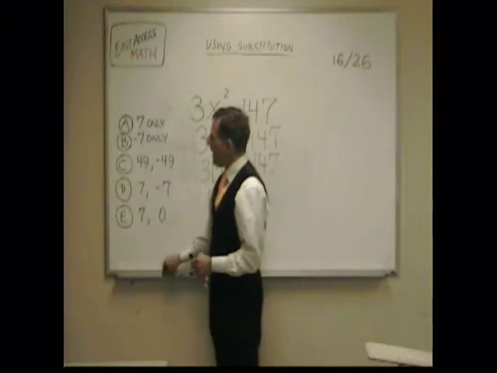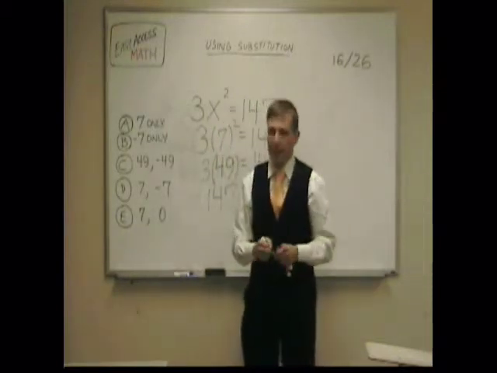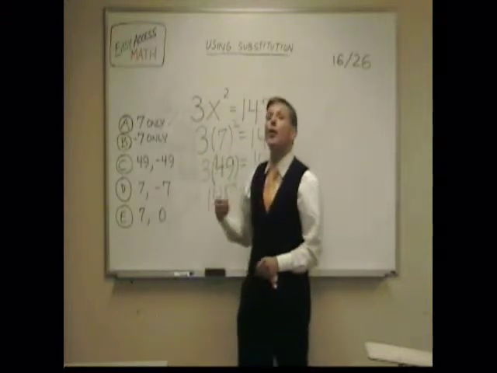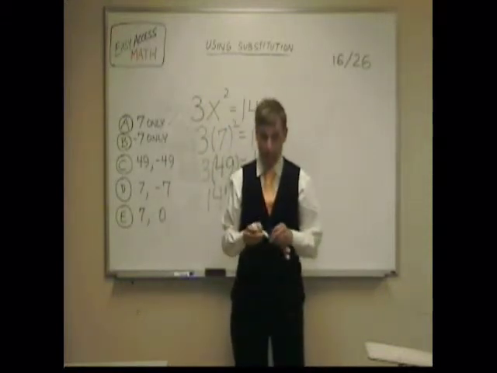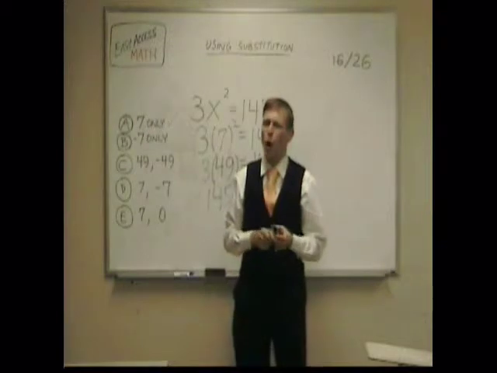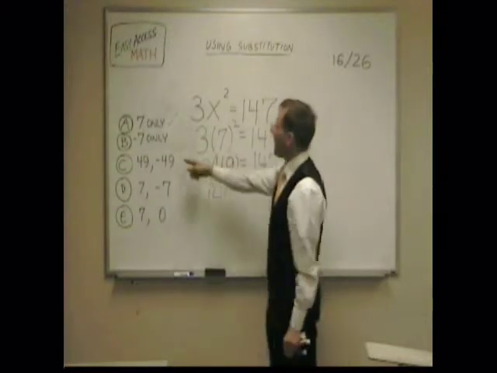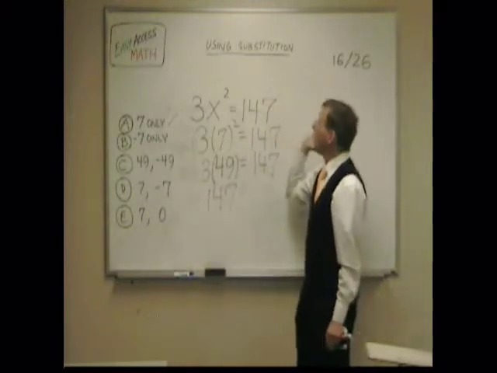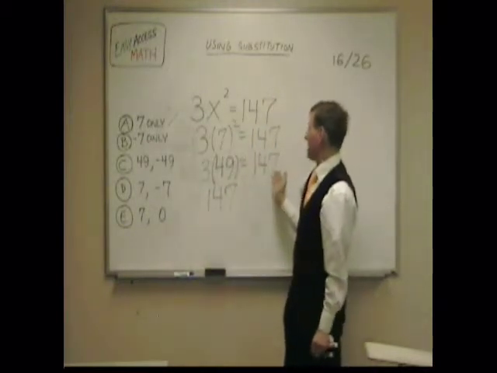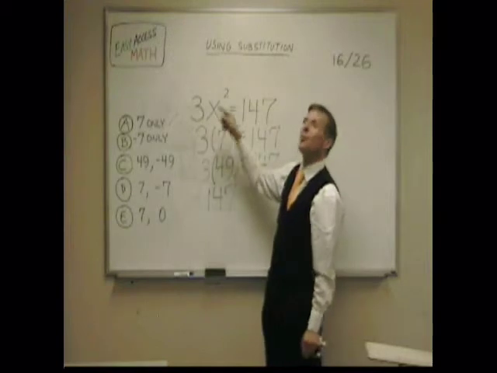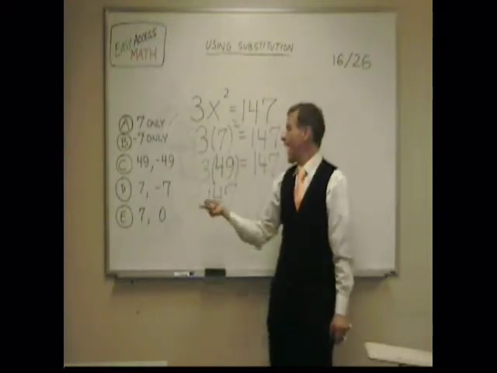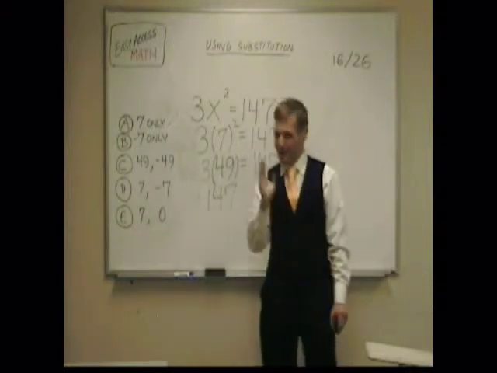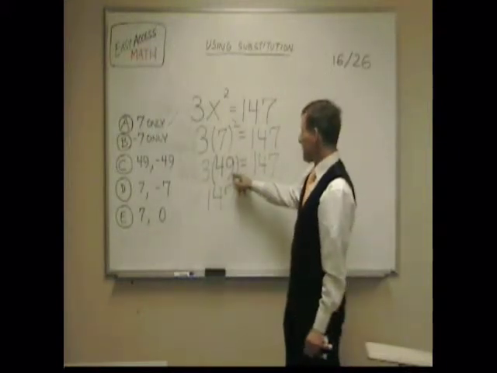But before I pick A and go on to the next question, A says 7 only. Be sure that no other numbers work before you pick an answer with only one. Now, take a careful look at this C choice. It's a trick. It's 49. 49 times 3 is 147, but remember, it was x squared. And 49 squared is an awfully big number, and so it's not 147.